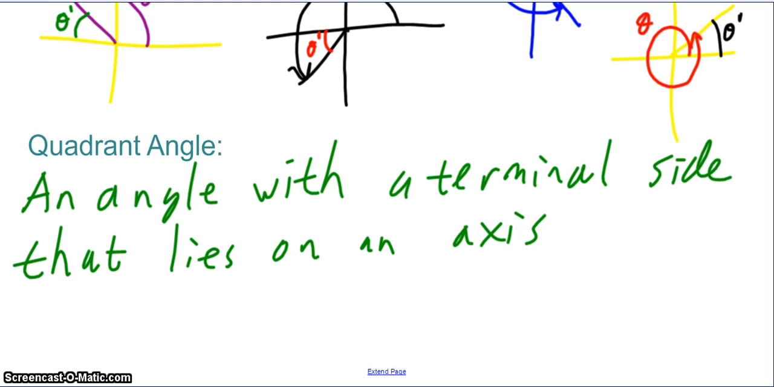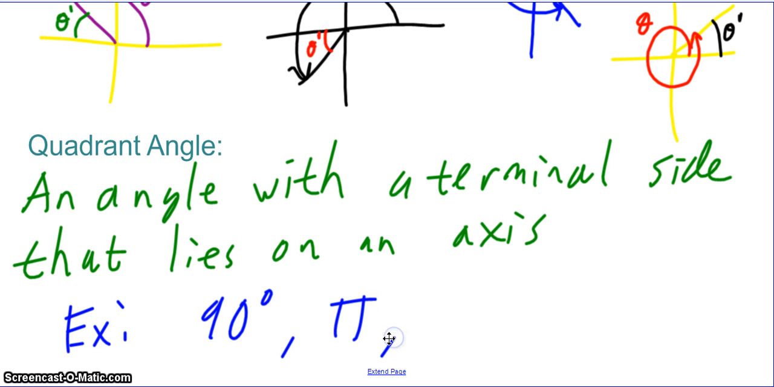So, for example, 90 degrees, pi, 4 pi, those would all be examples of quadrant angles.